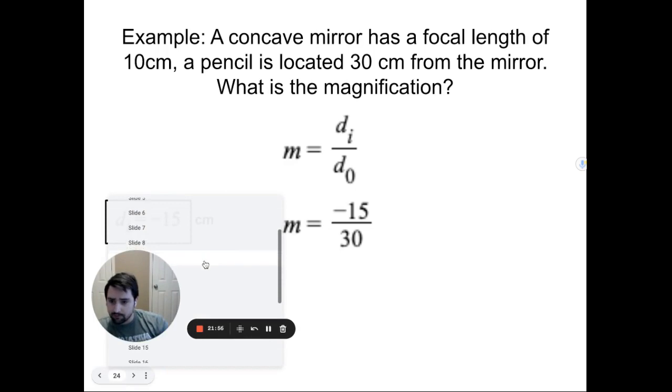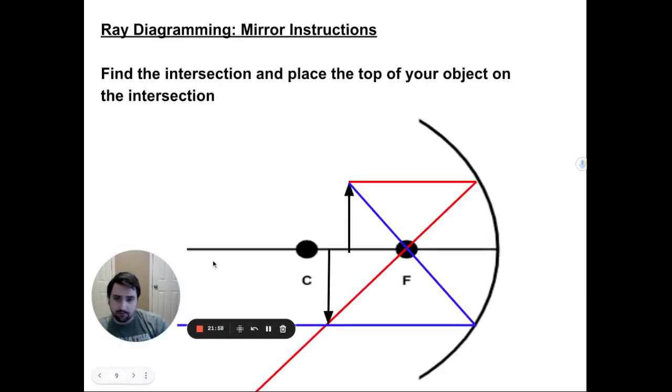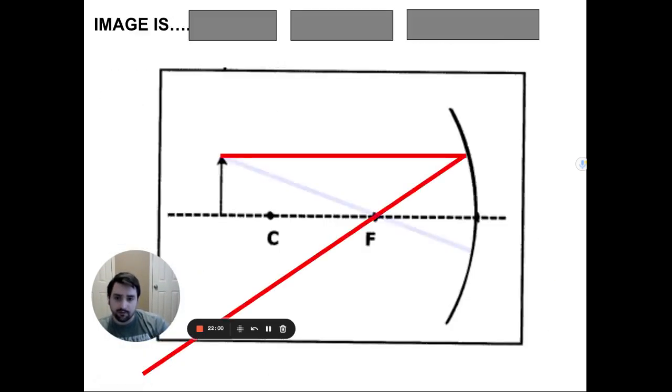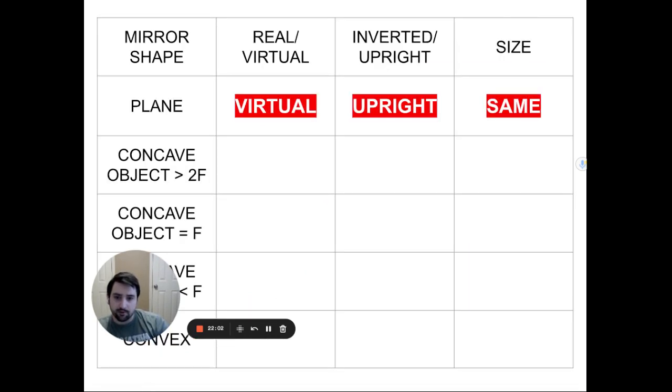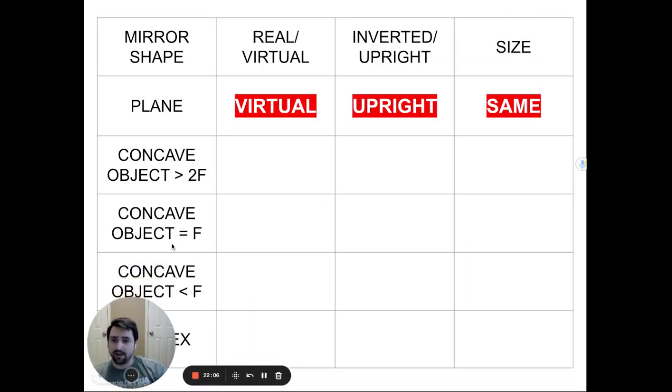This thing, I want you to keep in your notes. It's very important that you have this to look back on and summarize and say, okay, if the object is located at the focal length in a concave mirror, there's no image, period.